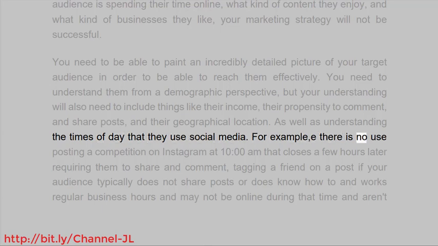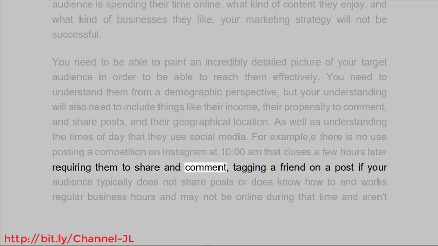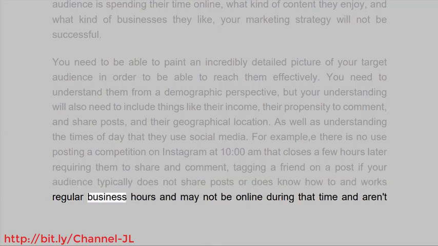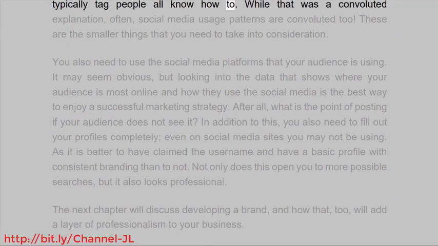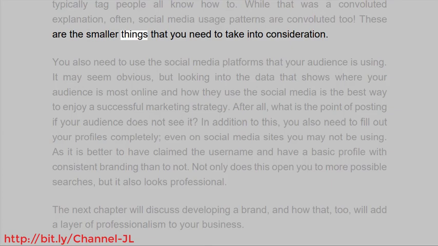For example, there is no use posting a competition on Instagram at 10 a.m. that closes a few hours later, requiring them to share and comment, tagging a friend on a post, if your audience typically does not share posts or does not know how to, and works regular business hours and may not be online during that time. While that was a convoluted explanation, often, social media usage patterns are convoluted too. These are the smaller things that you need to take into consideration.